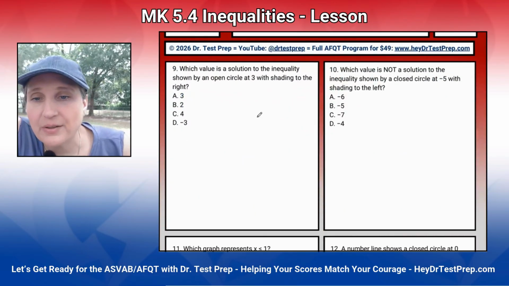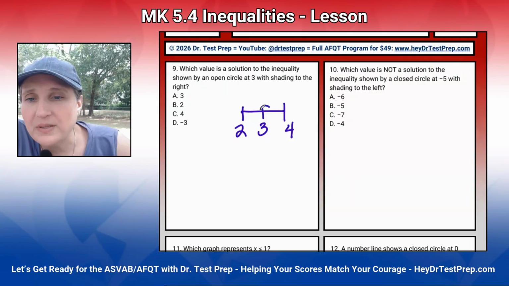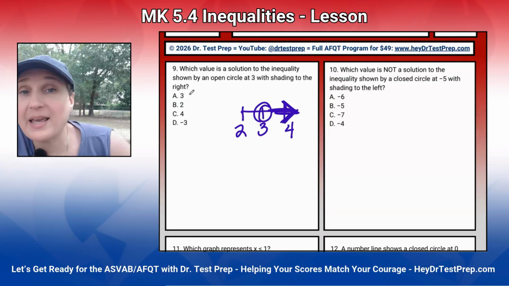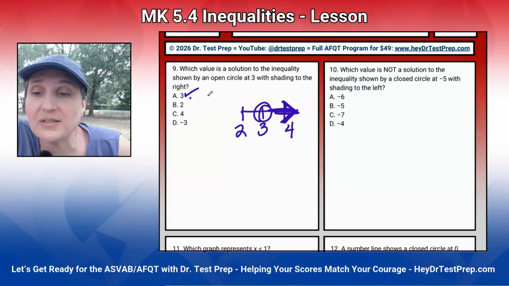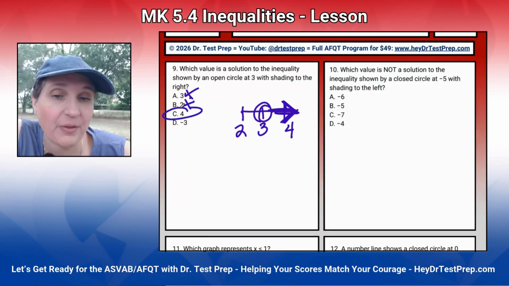All right, here's our 3 in the middle. So we've got a 2 and a 4 on both sides. It's an open circle at 3 with shading to the right. So which of these numbers could work? It can't be 3 because 3 would mean it's a closed circle. It can't be 2. It can be 4. And it can't be -3.